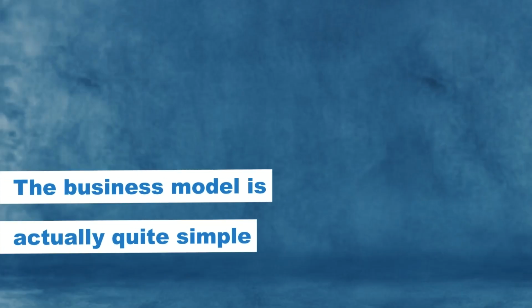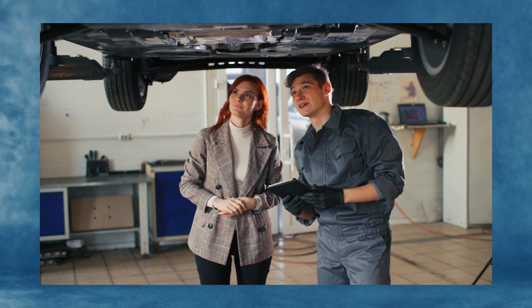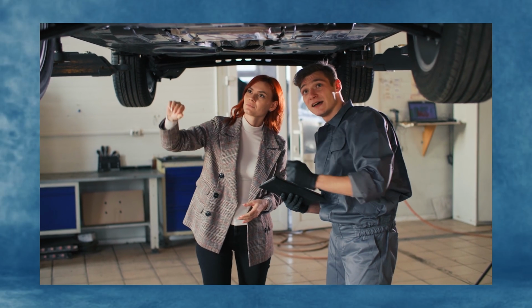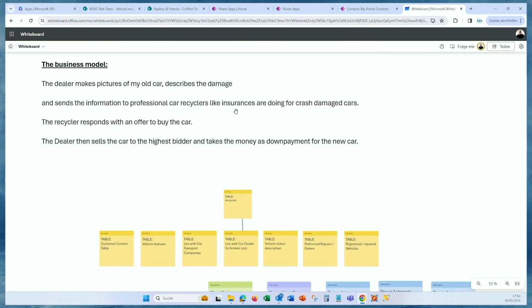The business model is actually quite simple. The dealer makes photos of the old car and describes the damage and sends the information to the professional car recycling or auto auction platforms, just like insurance companies do for crash damaged cars. The recycler responds with an offer to buy the car and the dealer sells the car to the highest bidder, using the money as a down payment for the new car.